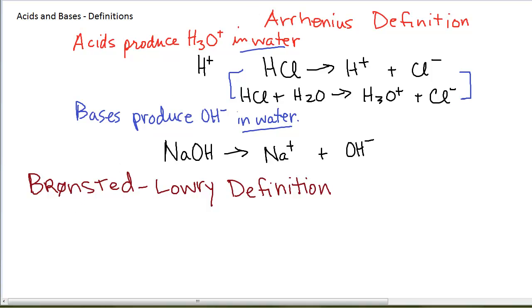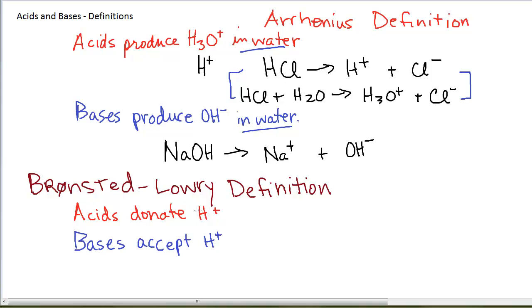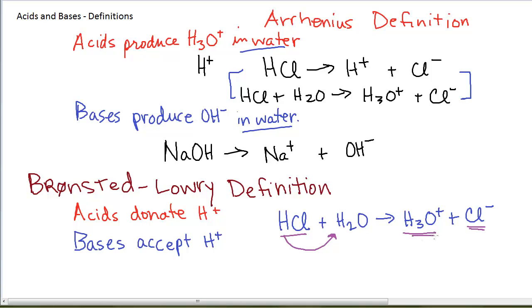In the Bronsted-Lowry definition, an acid is a substance that donates a proton, and a base is a substance that accepts a proton. So we have acids donating protons to bases, bases accepting protons from acids. And in this definition, let's look back at our HCl reaction. What we literally have happening here is we have the HCl giving away its H+ to water. And therefore what's left over is my Cl-. When H+ is given to water, water accepts that H+ and becomes H3O+.